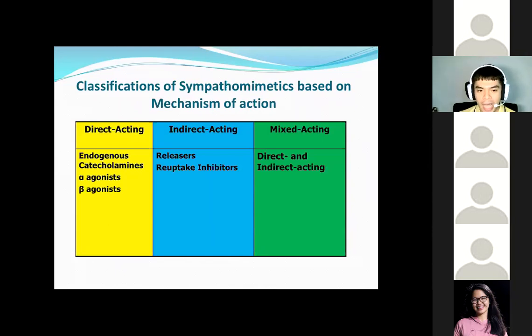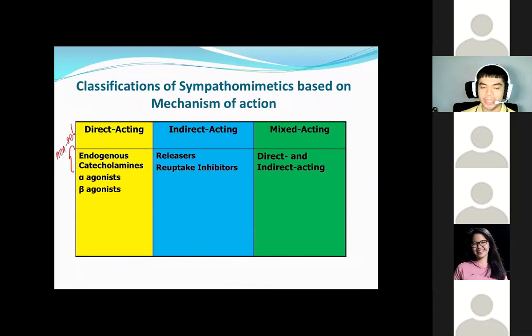Number 1, for direct acting, we have endogenous catecholamines, alpha and beta agonists, in which ang endogenous catecholamines, these are non-selective. Okay? These are non-selective direct-acting mimetics, whereas ang alpha at beta agonists, they are selective agents. Again, they are selective agents. So later, madidiscuss natin ng mas elaborate ang difference ng term na selective at non-selective. For indirect acting naman, we have releasers and reuptake inhibitors, which will be explained also later.